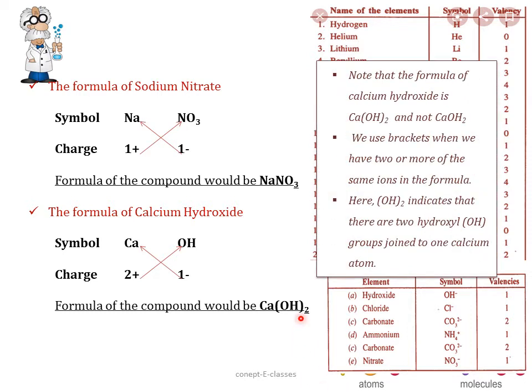See here, if you note the formula of calcium hydroxide, it is written as Ca(OH)2. It is not written as CaOH2. Here we use brackets when we have two or more of the same items. We have two OH ions. So this (OH)2 indicates that there are two hydroxyl groups joined to one calcium atom.